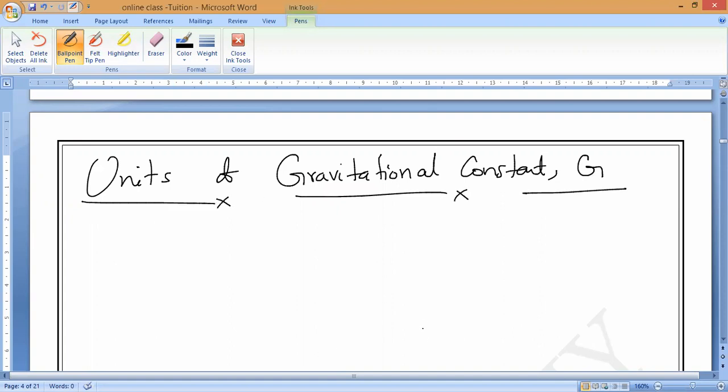Let us see how to find the units. Very simple. What is the universal law of gravitation formula? Tell me, everybody. F is equal to G M1 M2 divided by R squared. Correct or not?